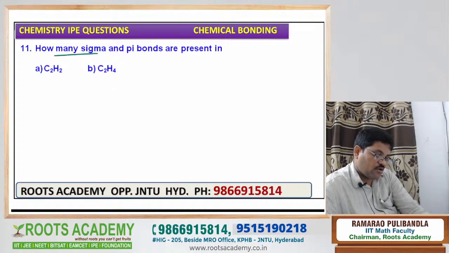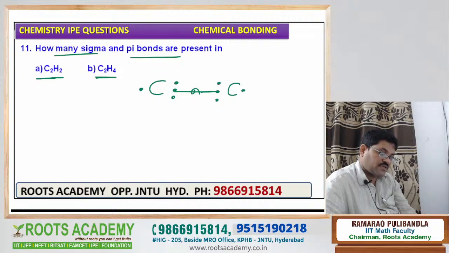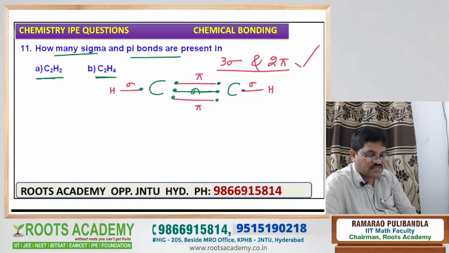How many sigma bonds and how many pi bonds are present in C2H2 and C2H4? Simple logic question. Carbon valency is 4: 1, 2, 3, 4. Now C2H2. Write the sigma bond formation like this, and the next bond formation is a pi bond, and again the next is a pi bond. A single bond is always a sigma bond. Therefore, in C2H2, 3 sigma bonds and 2 pi bonds are present, right?